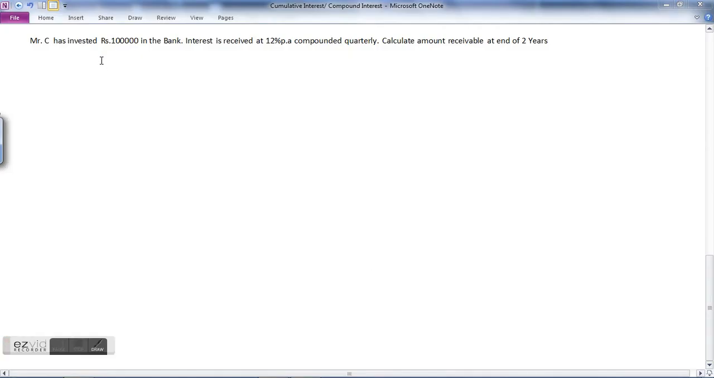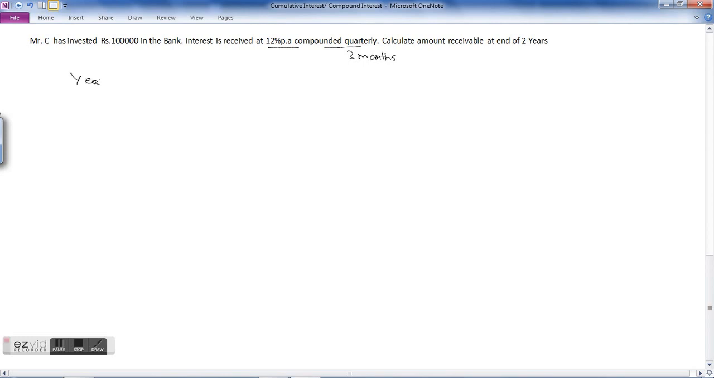So this is one more example. Mr. C has invested rupees 1 lakh in the bank. Interest is received at 12% per annum, compounded quarterly. Quarterly is once in 3 months. Calculate the amount receivable at the end of 2 years. So 1 lakh has been kept for 2 years at 12% per annum interest, which is compounded quarterly. Now first we will calculate what will be the amount receivable at the end of the 2 years without using the formula.